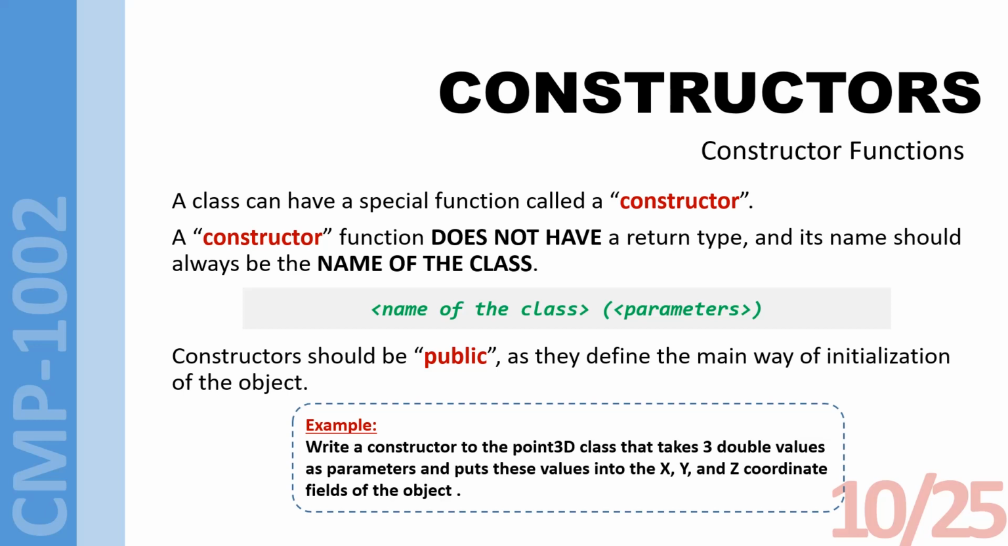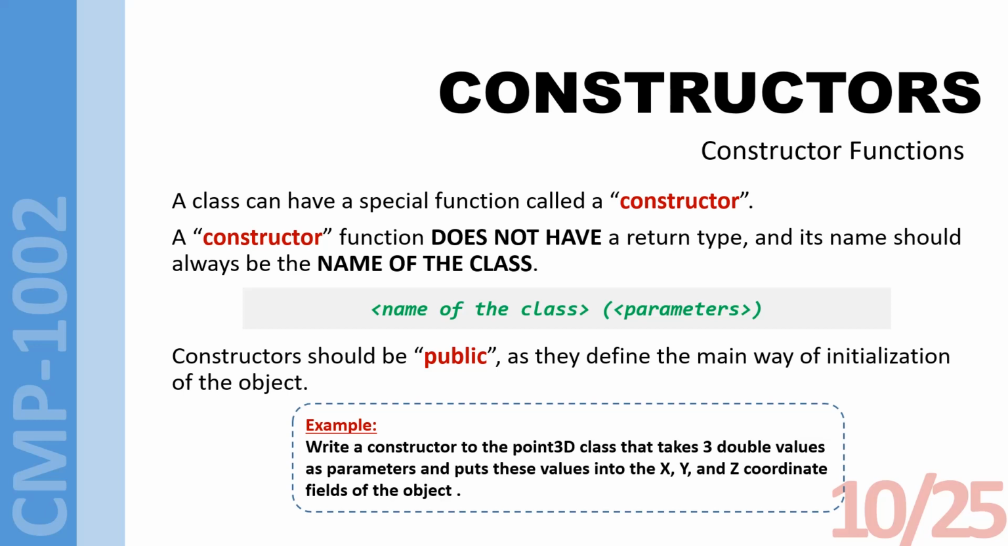But it can take as many parameters as we want. This constructor function is going to be the main way of initializing the object. This is basically where you are saying, make an object, here is your x coordinate, here is your y coordinate, here is your z coordinate. So take them and put them into their respective places. For very obvious reasons, the constructors are going to be public, otherwise it doesn't make a lot of sense. Well, there are some use cases where some constructors are defined as private, but for the time being, let's just keep them as public.